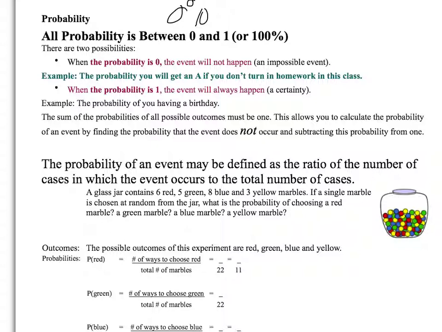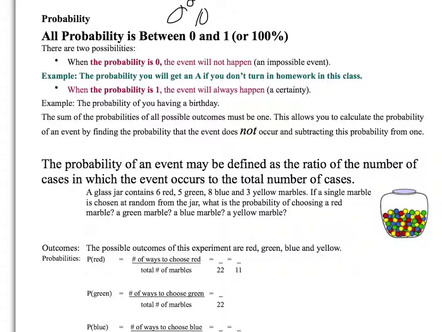So a probability of 0 means the event is impossible. The example they give is getting an A in this class if you don't do the homework. A probability of 1 means it's certainly going to happen. So, of you having a birthday, I guess if you died, you wouldn't have a birthday this year, but you would definitely still have a birthday.